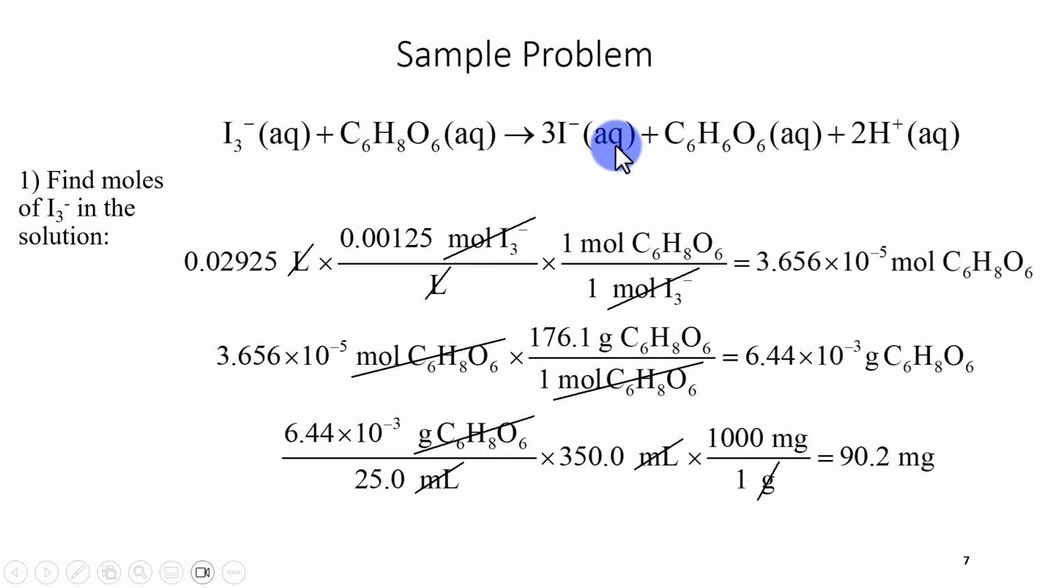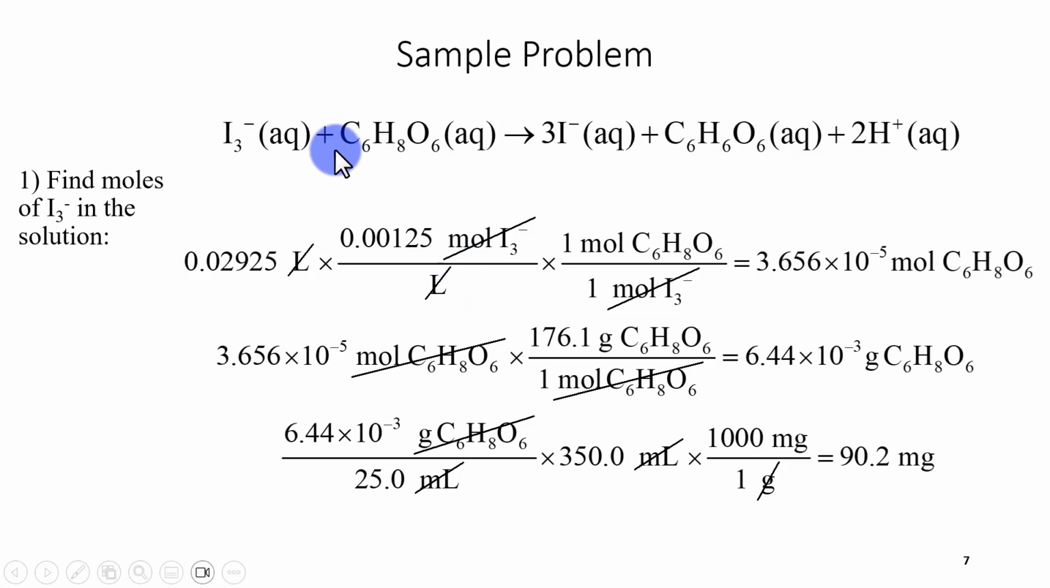So here's how I go about it. Here's my reaction. The first step is to find the moles of I3 minus in the solution. I'm given the volume and the molarity of I3 minus. So I take the volume and I multiply it by the molarity. So 0.02925 liters. Make sure these are converted to liters because molarity is moles per liter. So the units have to match. You cannot use milliliters here. To convert from milliliters to liters, divide by 1,000. And that's what we've done here, which is moved the decimal point 3 times to the left. Then I take 0.02925 liters times 0.00125 moles per liter.